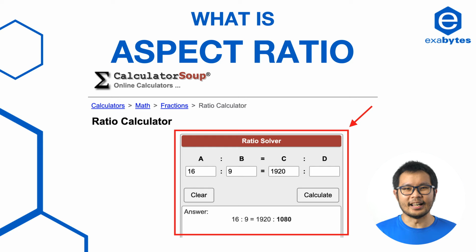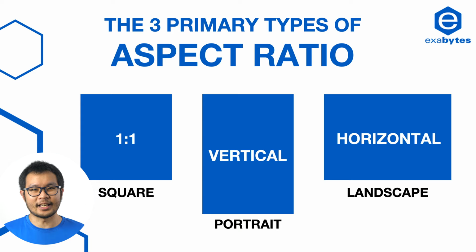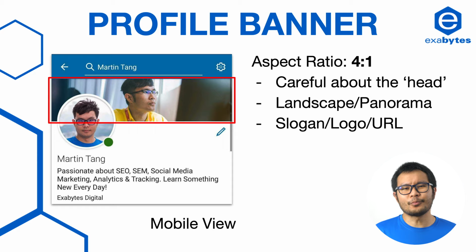These are the common types of aspect ratio which are commonly shared in social media. Each has its strength and depends on the design of your image. The LinkedIn profile banner's aspect ratio is 4:1, which is quite wide and long. Be careful about the left section of the banner, as the profile photo will block the profile banner in mobile view.